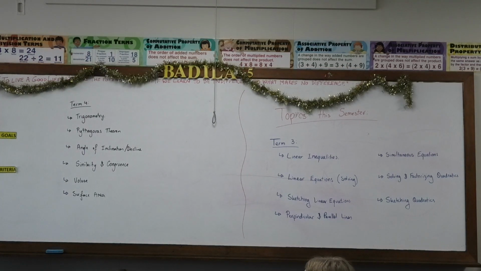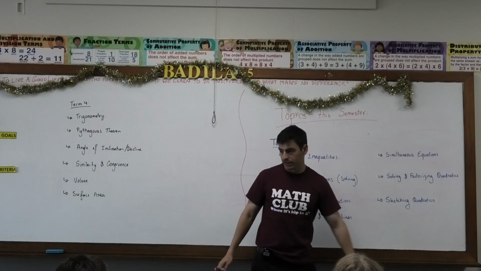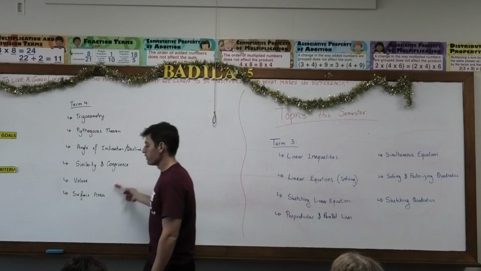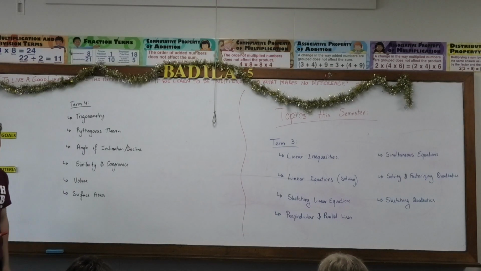Okay, so we'll start. Why don't we start at the back and work our way forward? This is the last thing that we've done, volume and surface area. There should be no secrets about what is involved with those.